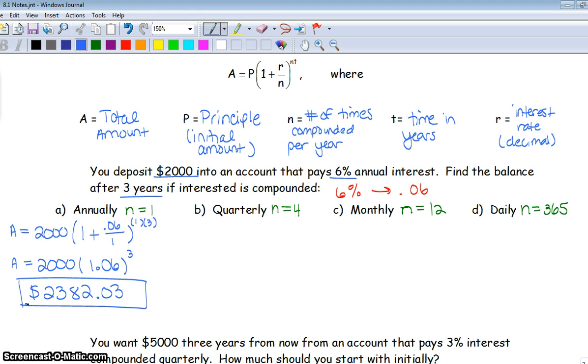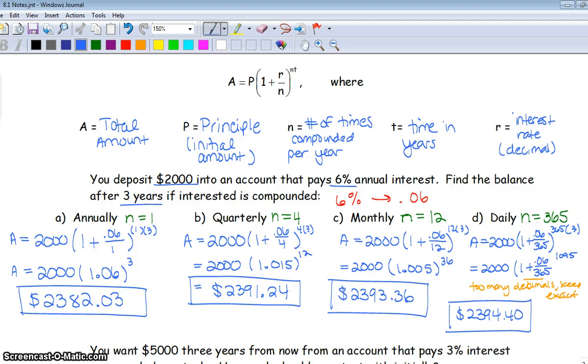Alright, I want you to press pause, and I want you to find the amounts quarterly, monthly, and daily. Alright, in each of these examples, the only thing that was changing was our N. So here we divided by 4 instead of 1 and multiplied by 4 to get $2,391.24. We changed our 12 to get our new amount. And our last one, we changed to 365. The only reason why I did not rewrite this was because there were so many decimals, I would have lost the value, and I don't want to round, so I used the exact answer when I went in.